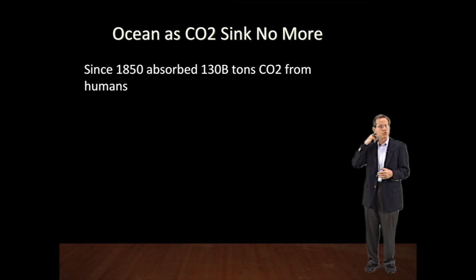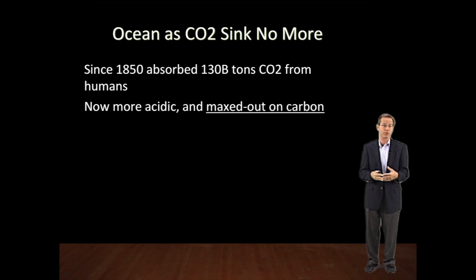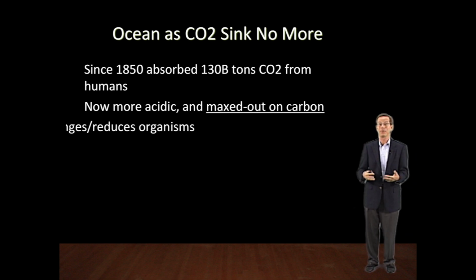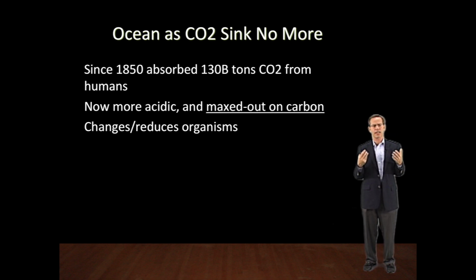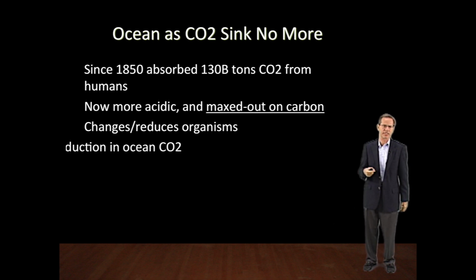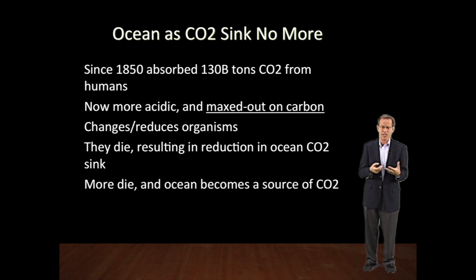Since 1850, it's absorbed 130 billion tons of CO2 that have been made from humans, anthropogenic. And it's now more acidic. It's nearly maxed out on carbon. So, in fact, it may not be as much of a sink as it was at one time. And these changes can reduce the organisms, resulting in actual death in the ocean that we're seeing. We're seeing less fish. Obviously, some of that is from fishing, but we're seeing a lot fewer organisms. We're also seeing shellfish whose shells aren't surviving because of the acidity of the ocean now. So it's a really serious issue.